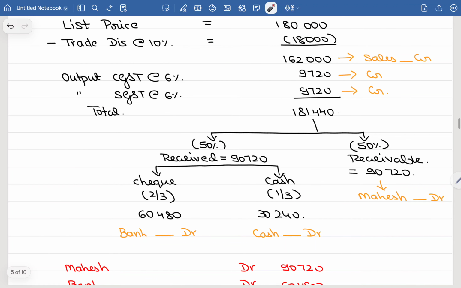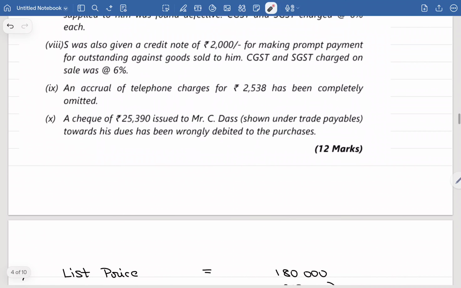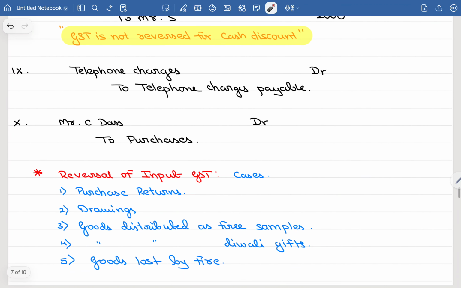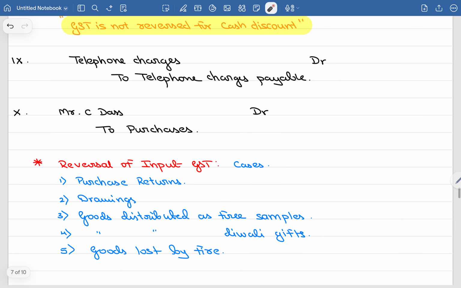And last entry, a check of rupees 25,390 issued to Mr. C. Das, shown under trade payables, towards his dues has been wrongly debited to purchase account. So purchase account it is wrongly debited. So I have to reverse it. So credit purchase account. When we give the check, Mr. C Das account is debited to bank account. So the rectification entry will be C Das account debited to purchase account. Simple one. The same is written here. Point number 10. Mr. C Das account debited to purchase account.